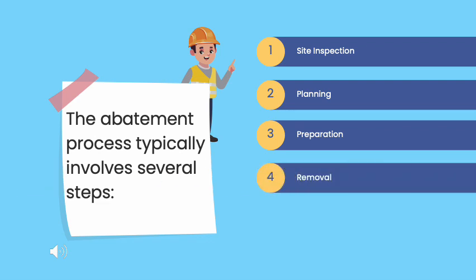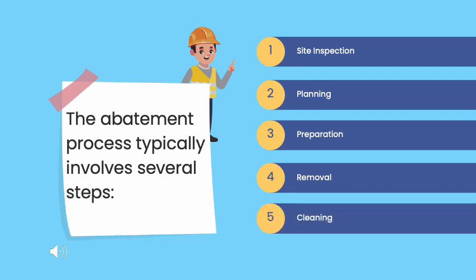Removal. The ACMs are removed using specialized equipment and techniques designed to minimize the release of asbestos fibers. The removal is typically carried out by trained and qualified professionals who follow strict safety procedures to protect themselves and others from exposure to asbestos fibers. Cleaning. After the ACMs have been removed, the work area is thoroughly cleaned using HEPA vacuums and other specialized cleaning equipment to remove any remaining asbestos fibers. Wet cleaning, abrasive cleaning, and air testing may also be carried out to ensure that all fibers have been removed.